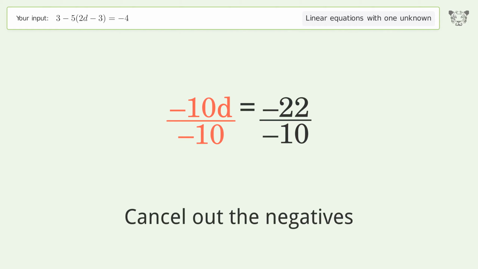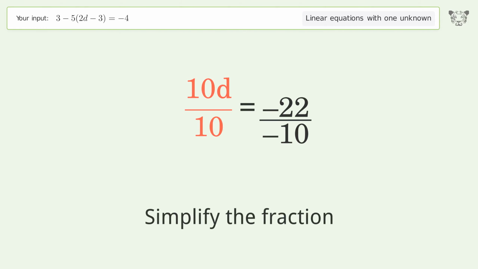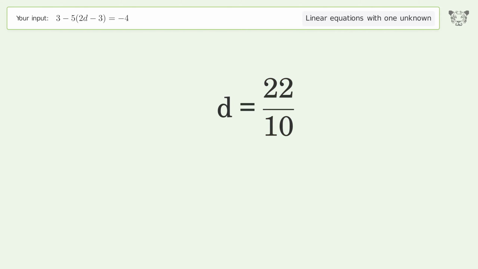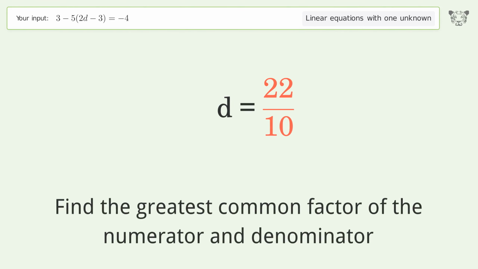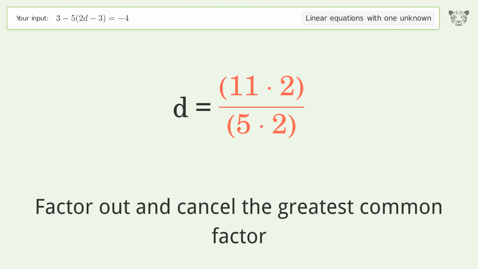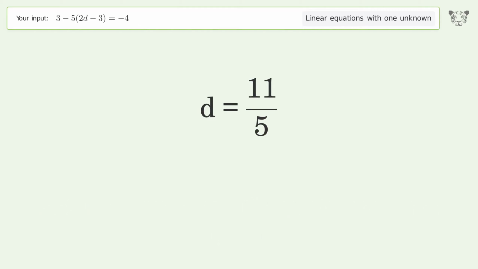Cancel out the negatives. Simplify the fraction. Cancel out the negatives. Find the greatest common factor of the numerator and denominator. Factor out and cancel the greatest common factor. And so the final result is d equals 11 over 5.